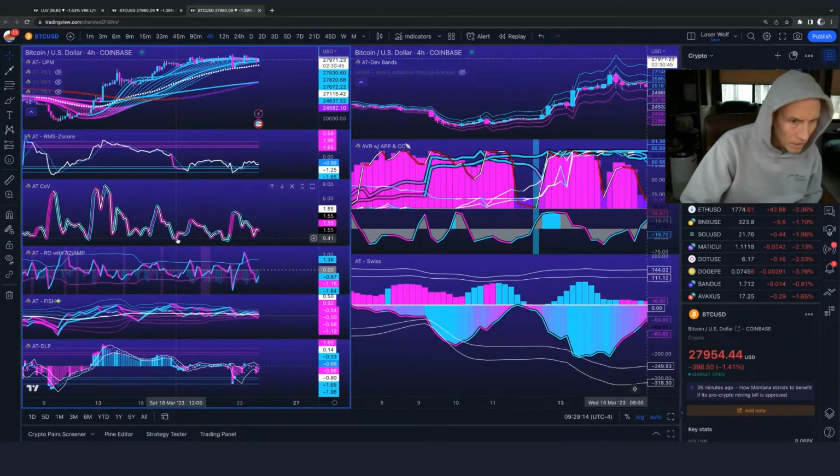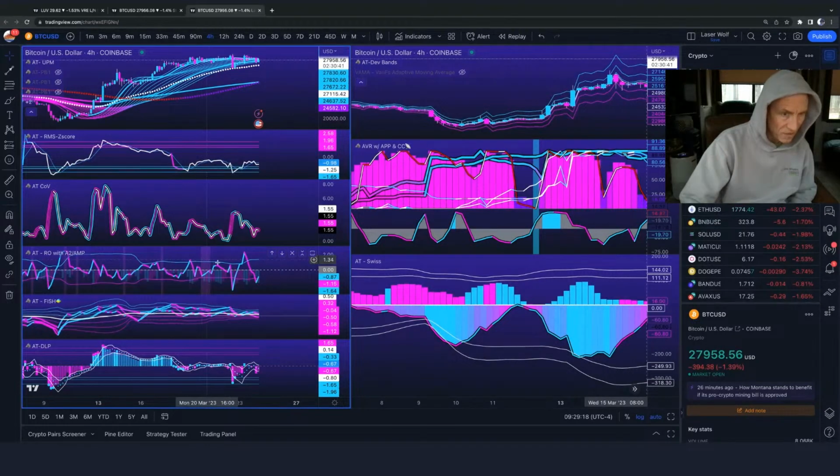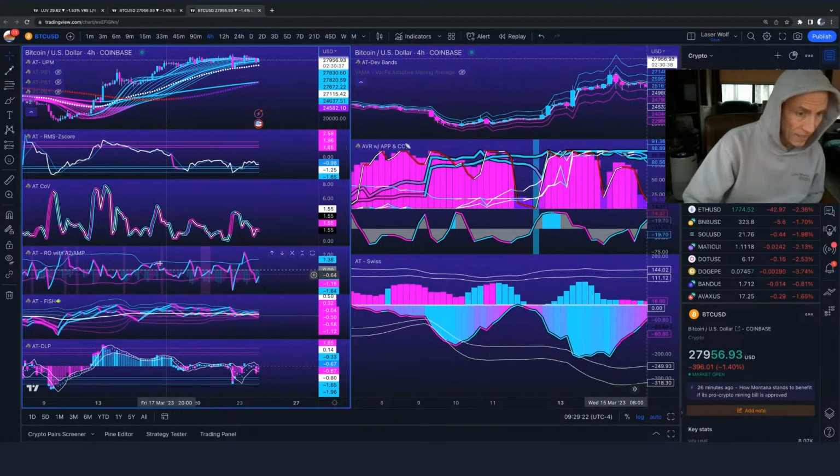Let's see here. Where we got here? Right up here at the end. I mean, you can see the bear div. The bear div was building at the top. It was actually building right here.